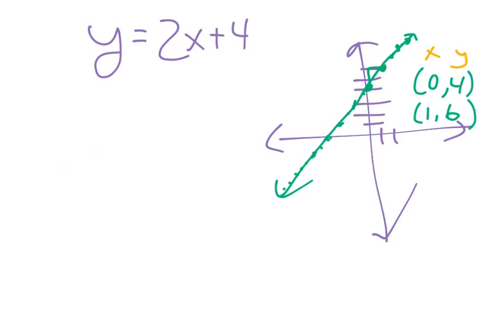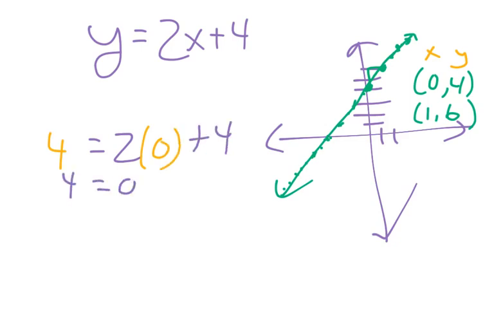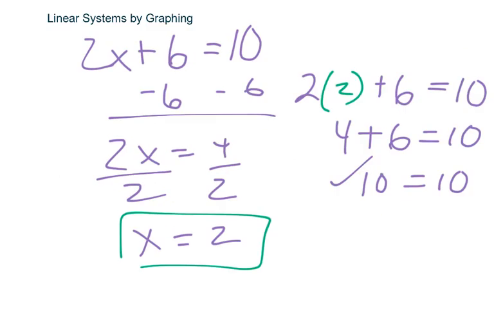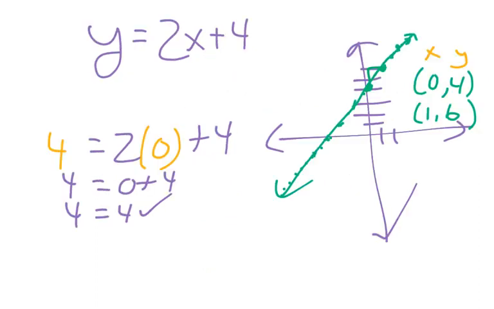Let me do this in a different color. So we'd have 4 = 2 times 0 plus 4. So 4 = 0 + 4, or 4 = 4, which is true. But it's not the only point that works. So in the one-variable type of linear equation, there's only one value that works. If you plug in anything else for x, you will not get a true statement. But when you're dealing with a line, you actually have infinite values that would work.